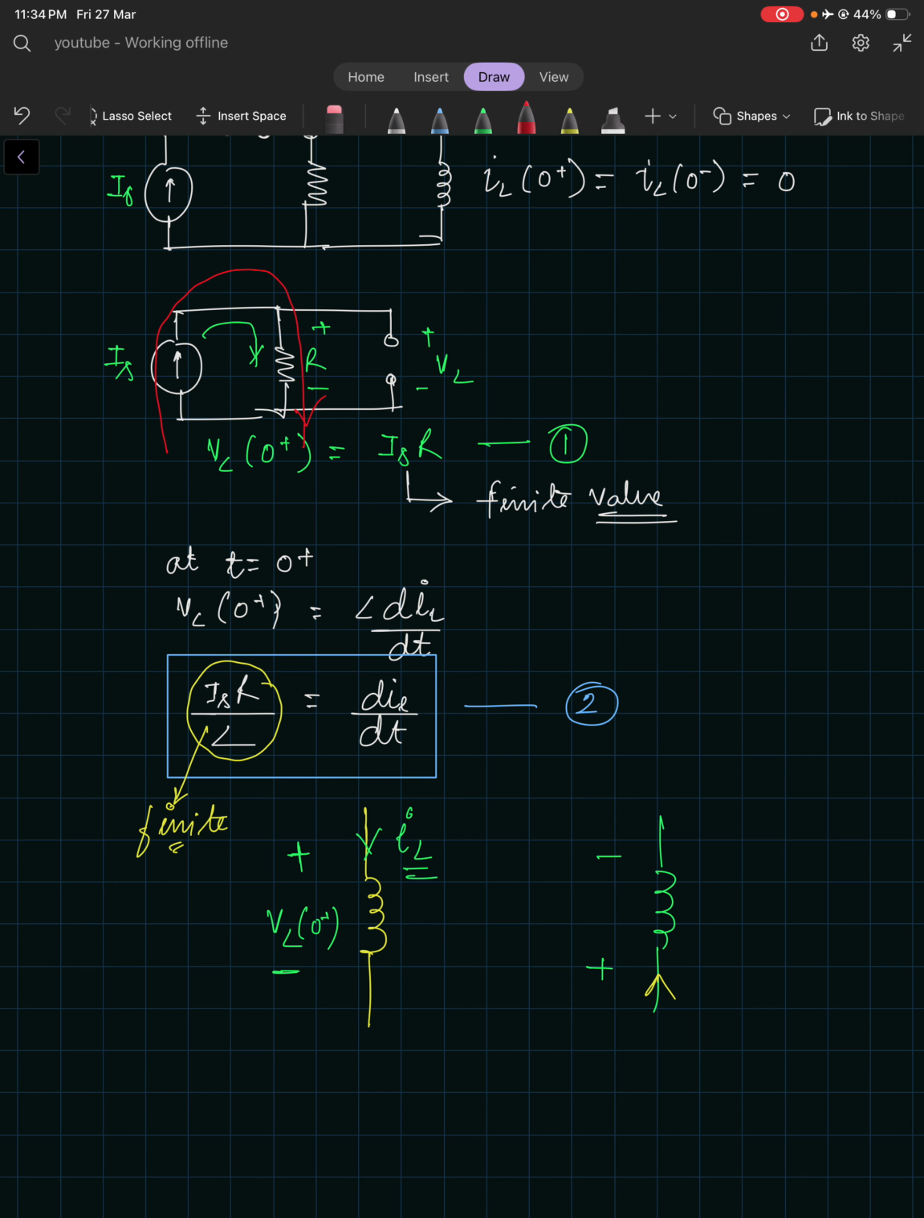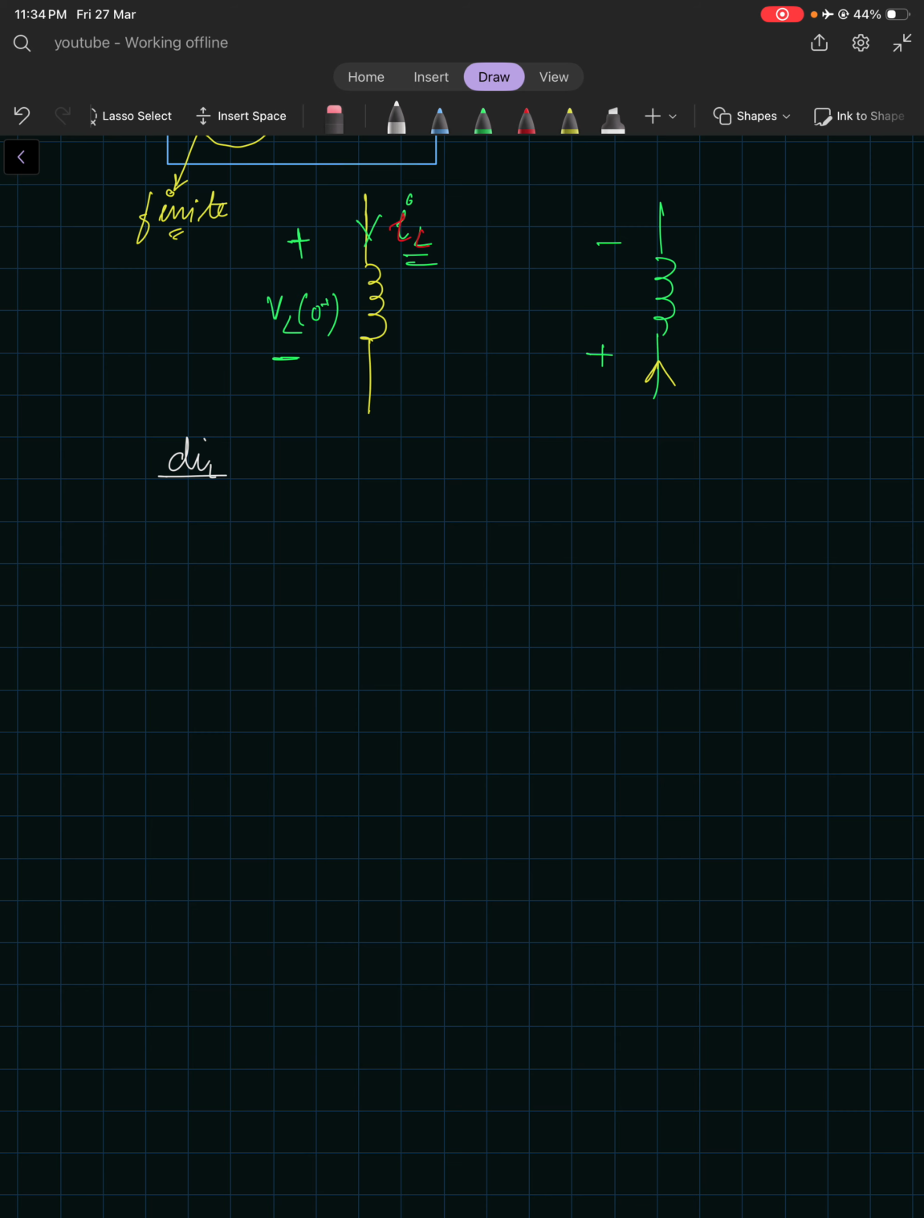Now what next? Once the current has changed, the current will also increase, right? Why? Suppose this VL is constant. So dIL by dt, suppose this is VL at 0 plus, a constant value, IS R upon L. What will happen? IL would be like IS R by L with respect to t. So IL will increase, right?